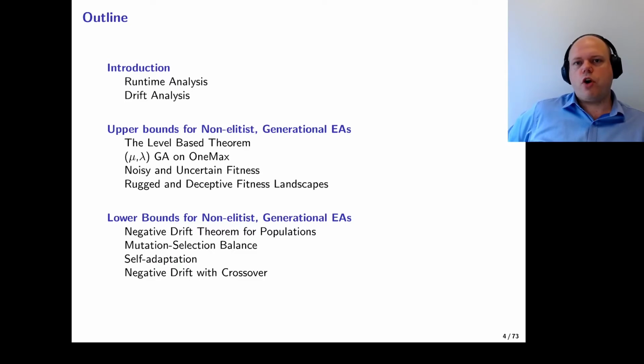To prove upper bounds on the expected running time, we will look at a general technique called the Level-Based Theorem. This is a method to derive upper bounds on the expected running time of non-elitist generational EAs. To introduce this technique, we're going to look in detail at how it can be used to analyze a genetic algorithm on the OneMax problem. And then we're going to look at more complex examples.